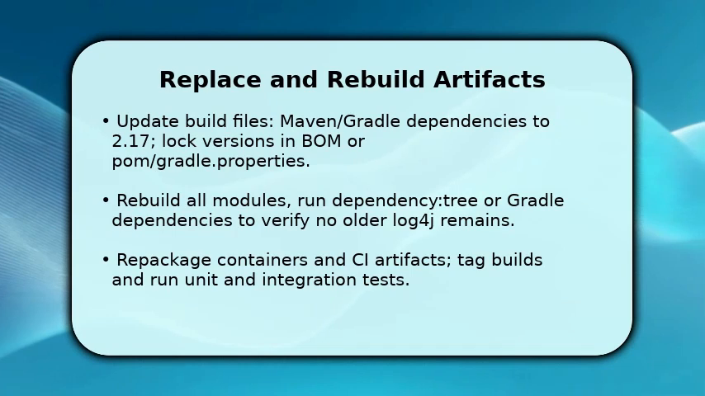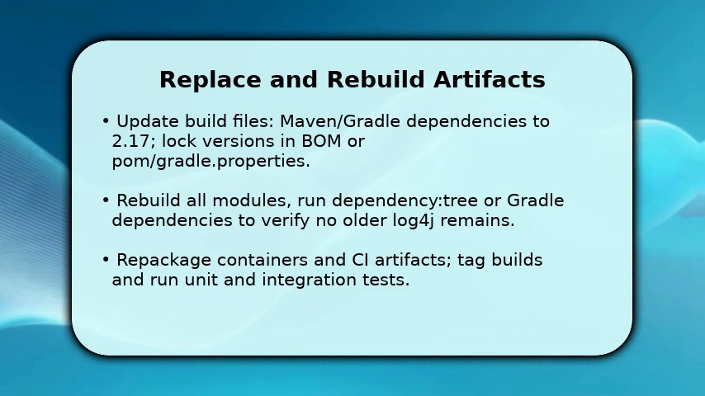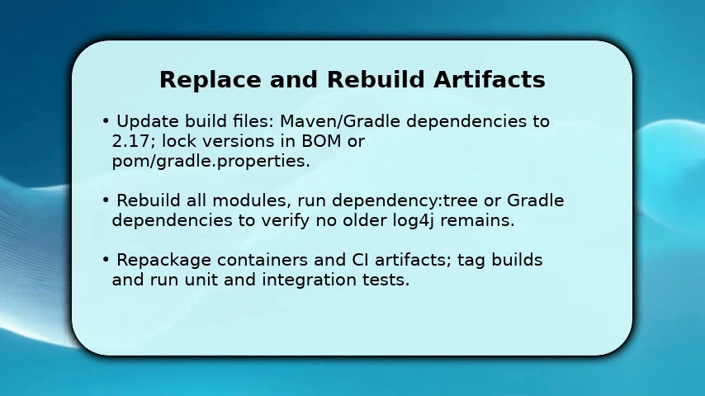You now change the declared dependency to Log4j 2.17 in every build file, POM, XML, build, Gradle, and any BOM or lock file. Make sure to pin the version so transitive dependencies don't reintroduce older Log4j.